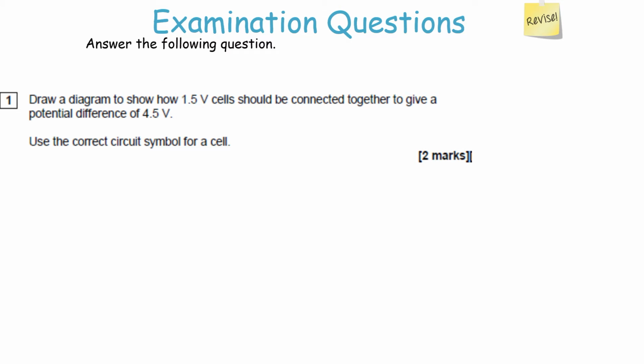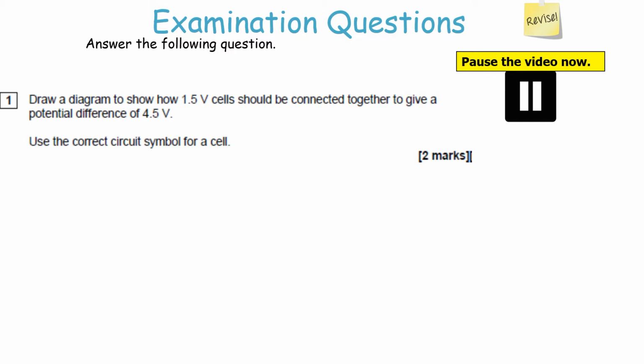Next question: draw a diagram to show how 1.5 volt cells should be connected to give a potential difference of 4.5 volts. Use the correct circuit symbol for a cell. So pause the video now, then unpause the video when you want to go through the answers.